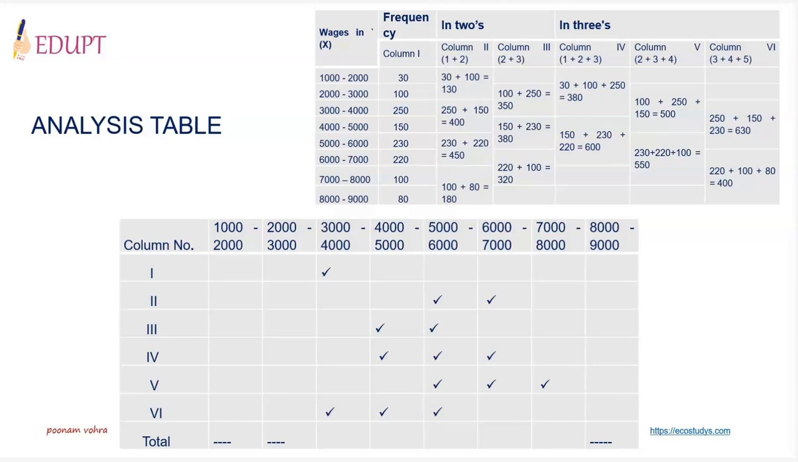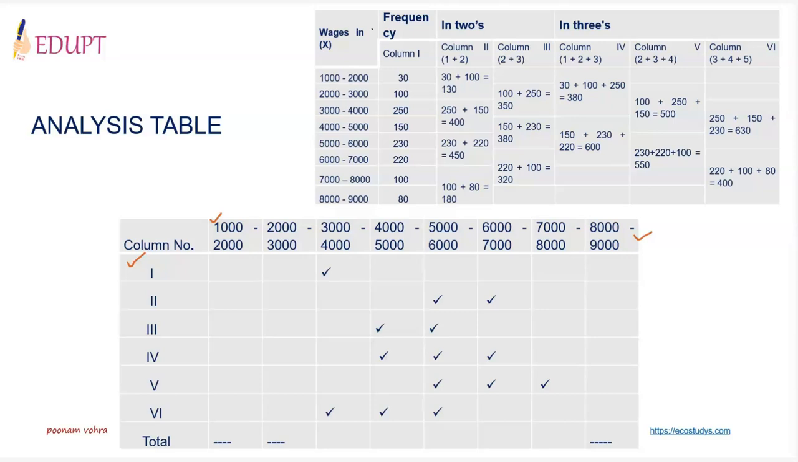Class intervals are given in columns beginning from 1000 to 2000 till 8000 to 9000, and column numbers are given in rows, 6 columns. We need to observe the highest frequency in each column and find out its corresponding class interval. By coordinating the two, we need to put the tick mark.